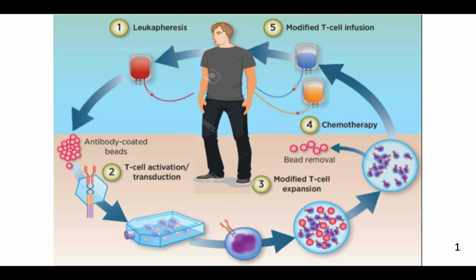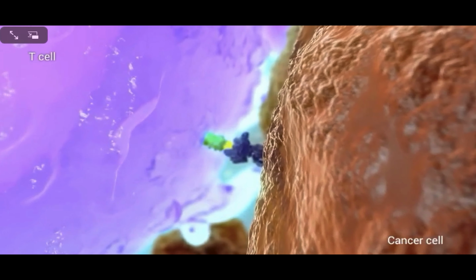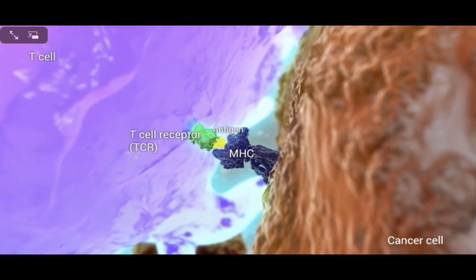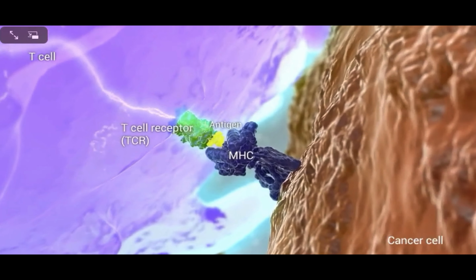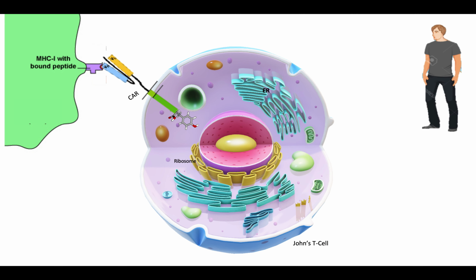After this is done, John's T cells will be activated and cultured. He will receive chemo to wipe out his immune system, and then will receive an infusion of his modified CAR T cells. Antigens present on the MHC complexes of malignant T cells and the CARs bind to those antigens. This triggers the tyrosines attached to the endodomain to be phosphorylated. Then there is a cascade of phosphorylation.